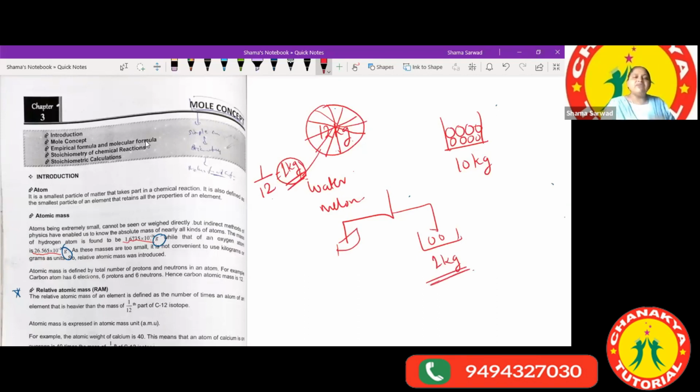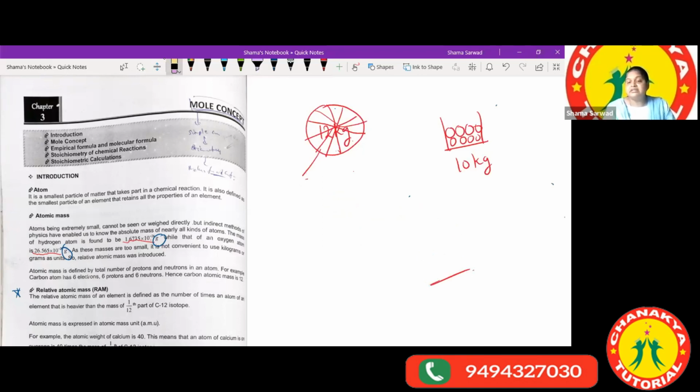In the same way, we have to calculate the atomic mass for the atoms. See how. We need to take a reference standard for that, and that reference standard is carbon. What is the reference standard, students?